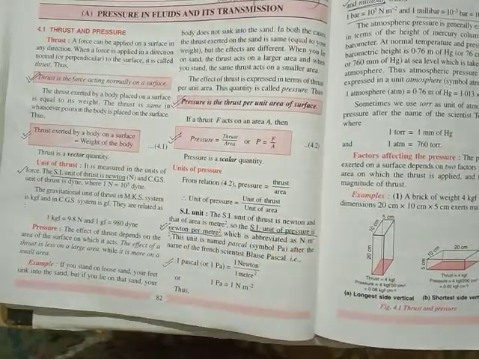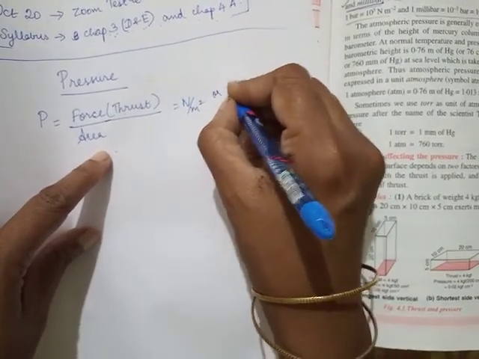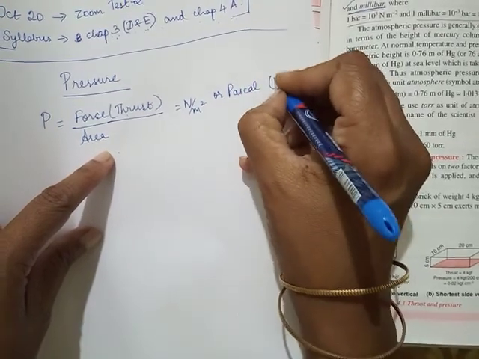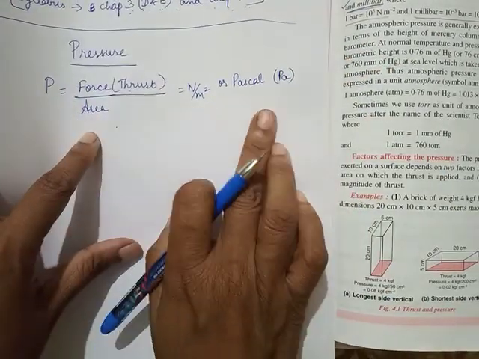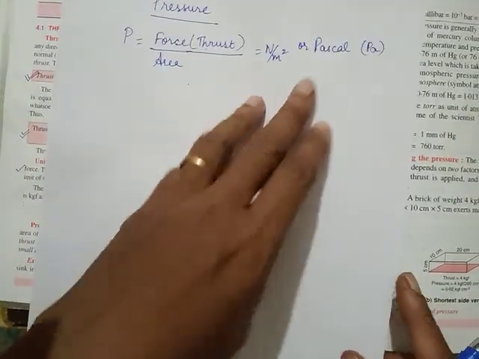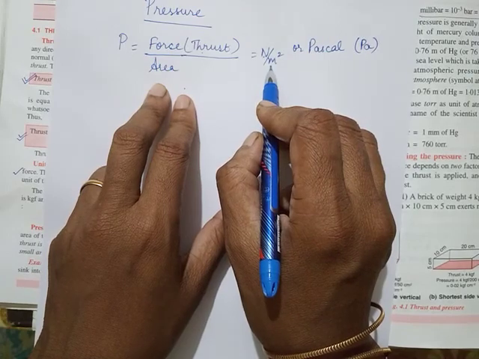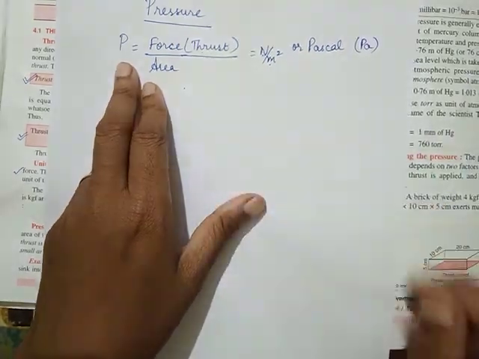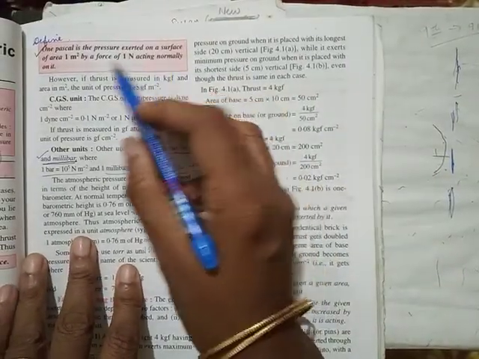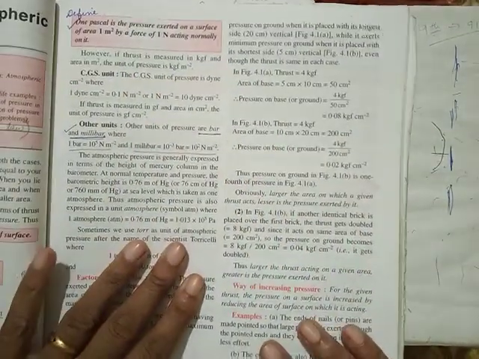SI unit of pressure is Newton per meter square or Pascal. Symbol will be capital P, small a. Newton per meter square or Pascal. Nm minus 2 also we can write. Then define 1 Pascal. When 1 Newton force acts on an area of 1 meter square, then the pressure acting on it is said to be 1 Pascal. 1 Pascal is the pressure on a surface of area 1 meter square by a force of 1 Newton acting normally on it.